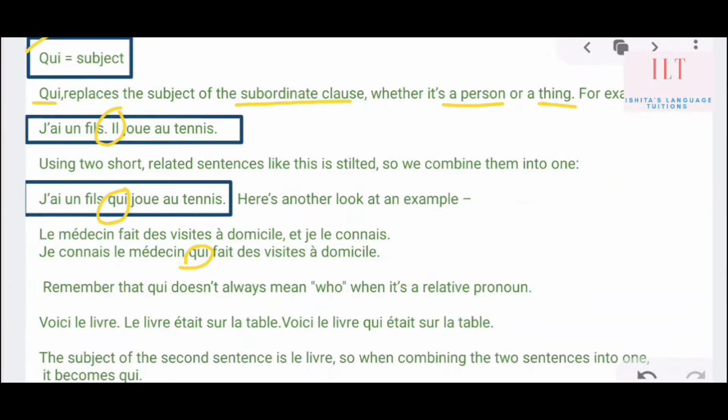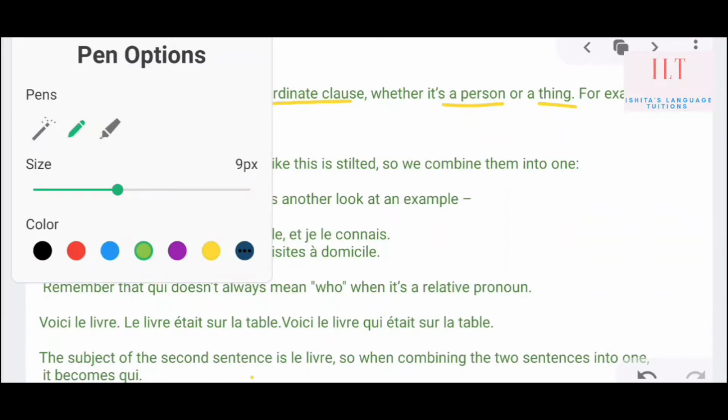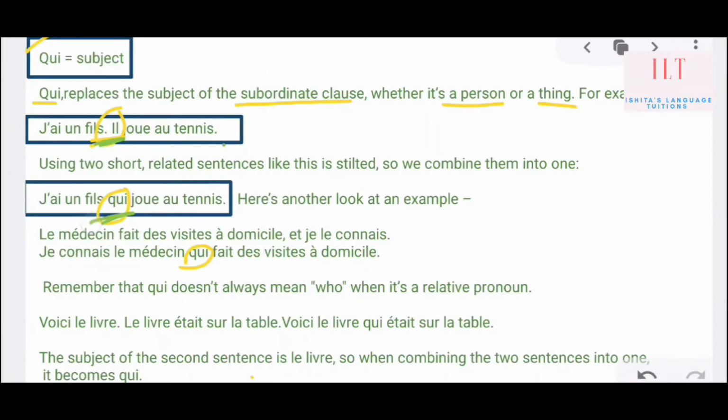Okay, so in the first example itself, we see j'ai un fils, il joue au tennis. Which is the subject here? The subject is il, right? And we are replacing il with qui. In the second example, which is the subject? Le médecin fait des visites à domicile et je le connais. Here our subject is le médecin, and we are replacing le médecin with qui. So je connais le médecin qui fait des visites à domicile.